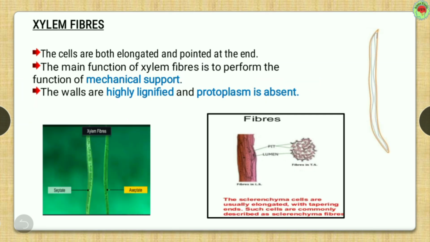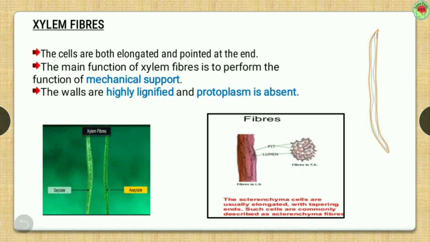Now let's see the xylem fiber. The cells are elongated and pointed at the end. Here you can see it's a thread-like structure which is pointed at the end. The main function of xylem fiber is mechanical support. It gives mechanical support to the plant because it is dead in nature. The walls are highly lignified and protoplasm is absent. So it is dead in nature because the walls are covered with lignin.